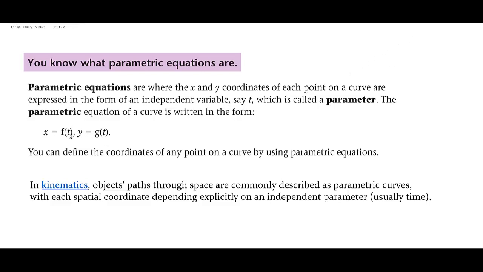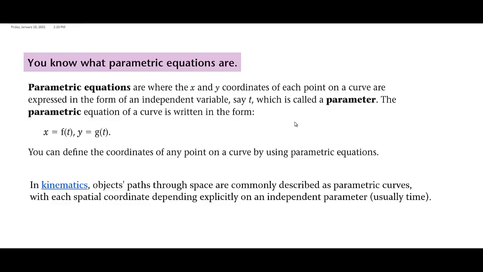By just putting the value of t in both equations, we get the x coordinate and the y coordinate. In this way, we get both the x and y coordinates of a point. This t is normally called the parameter, and normally it is taken as time. Such equations are normally used in kinematics, in which, when an object moves, its position with respect to the x-axis and y-axis are independent. And in this case, we use time as a parameter.